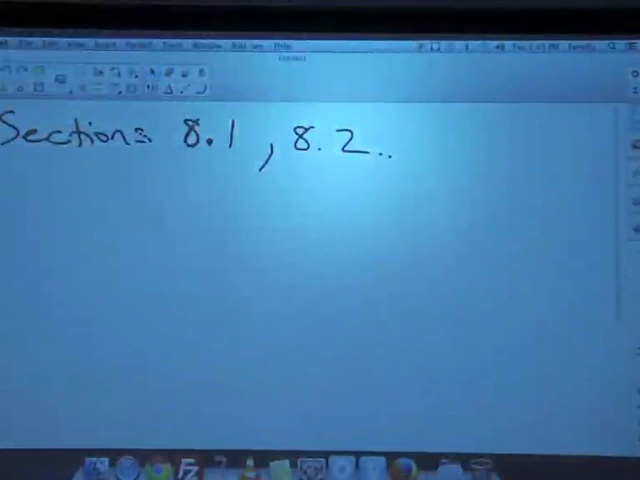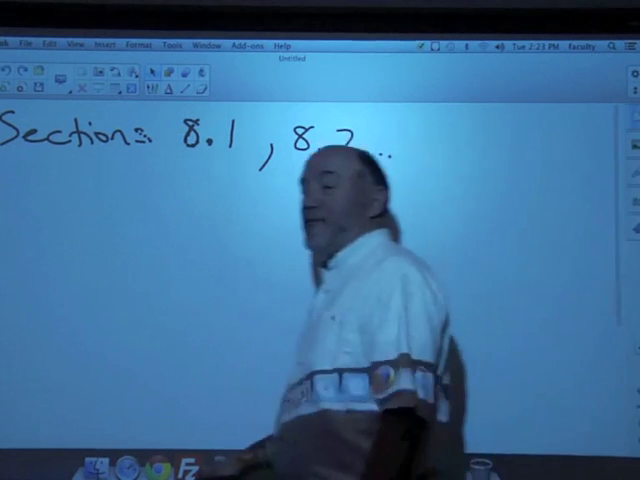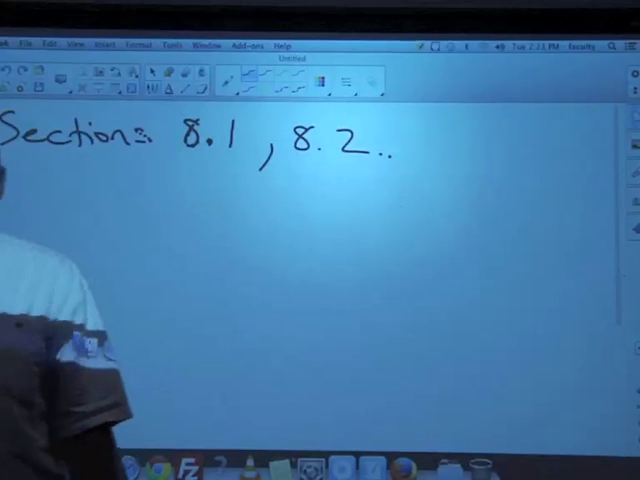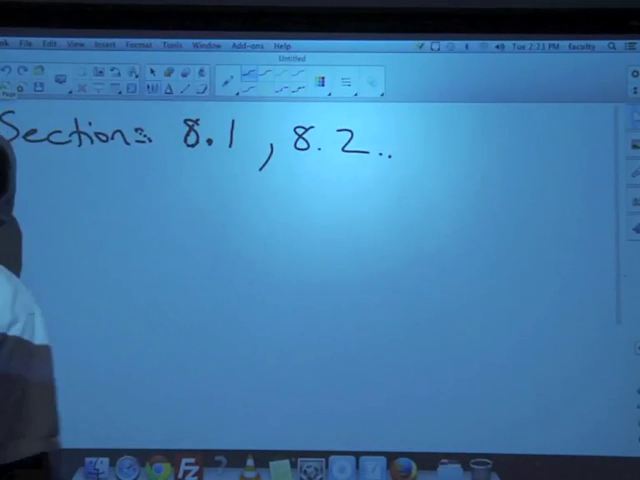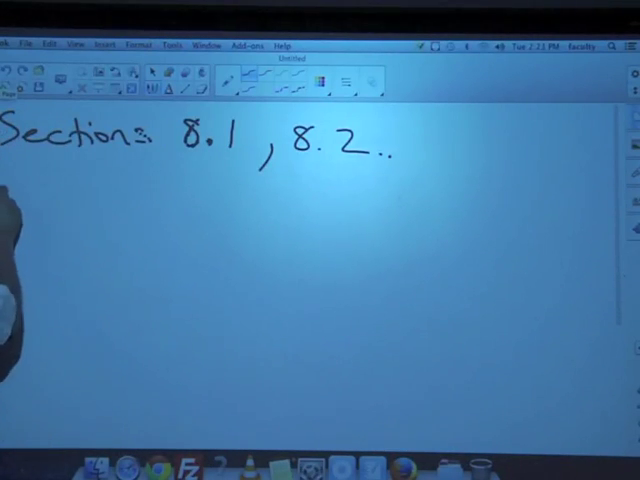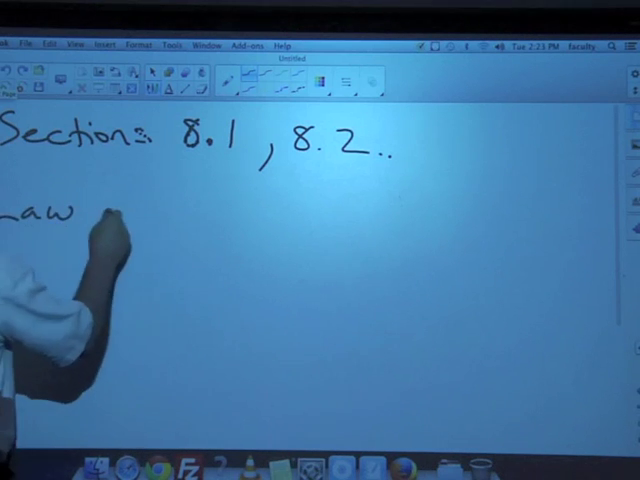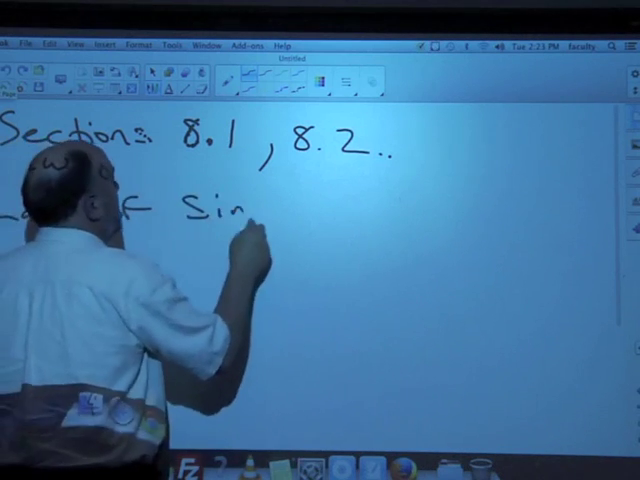So for today, on to Chapter 8 and sections 8.1 and 8.2. 8.1 deals with triangles, but this time not right triangles, so either acute or obtuse triangles. Again, we want to find out all the information in terms of all the angles and all the sides. And so first off, we get the law of sines.